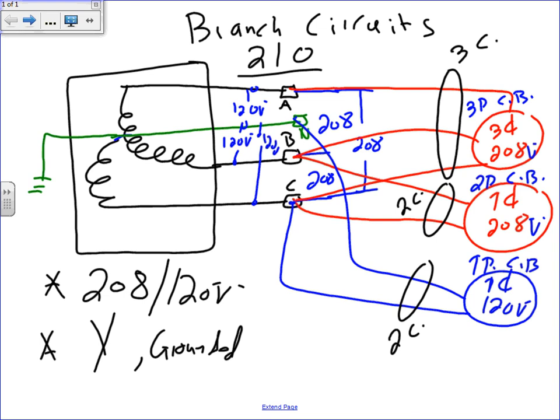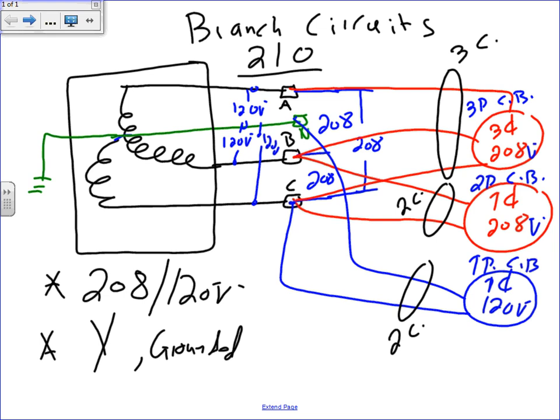Three conductors. Am I counting the ground? No. Why don't I count the ground? Because 99% of the time, guys, if you're using a cable, the ground comes with the cable. And if you're using a conduit, it's an EMT, and the shell of the EMT is your grounding conductor. These are just either the two phases, or the phase and neutral, or the three phases.